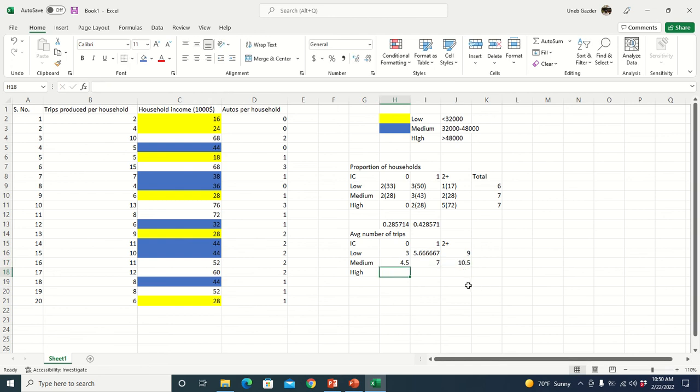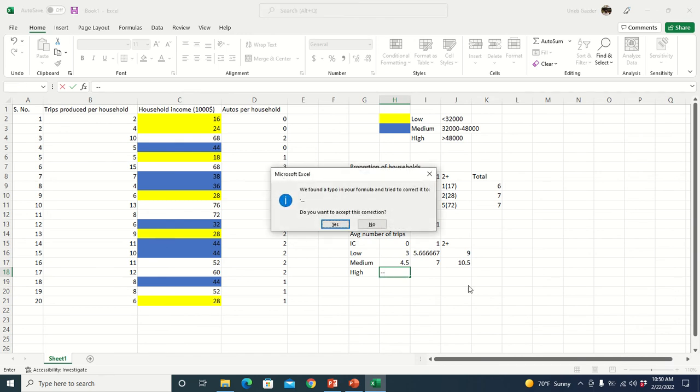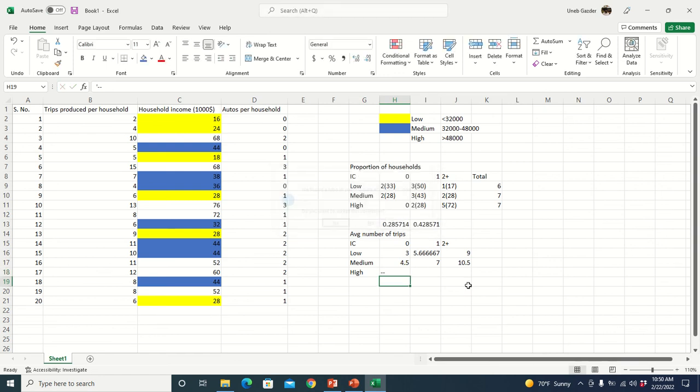Then high income, here I don't have any, so I will put dash. Okay, you cannot put 0 because 0 is still a number. Since you don't have the data, we'll put dash. Okay, then I have 2 high income and 1 auto, so these two are this guy and this one. So 8 and 8, so the average will be 8.